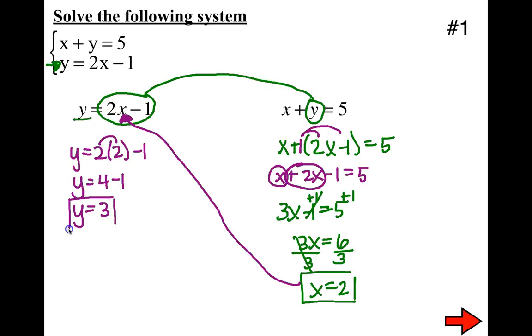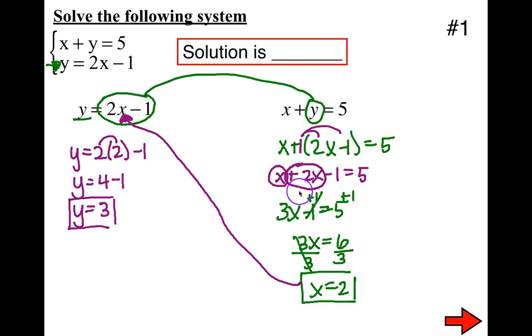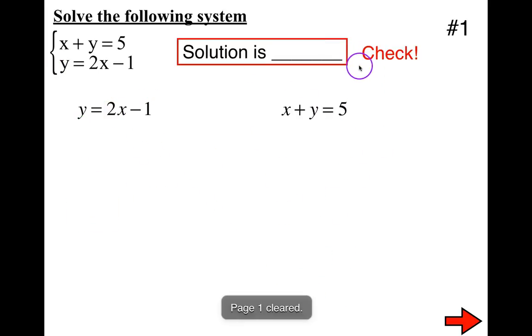So now that I know the value of y is 3, the value of x is 2, I can go ahead and say the solution is 2, 3. Why? Because x's are always written first, y's are always written second. But you know me, we're not done quite yet because we still need to check our work. So let's go ahead and do that.